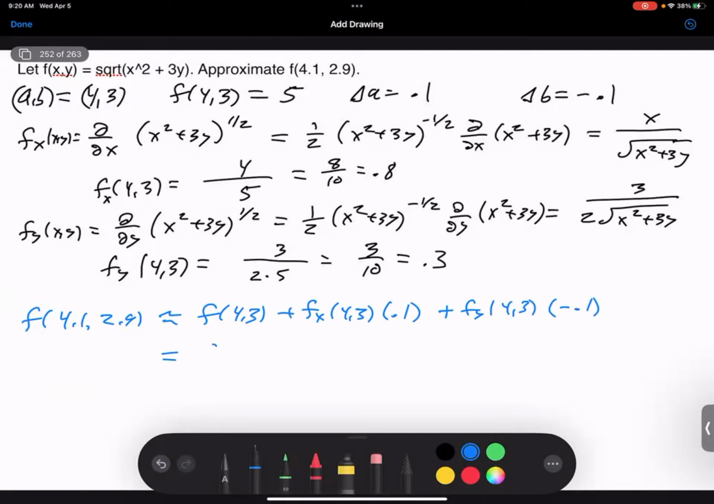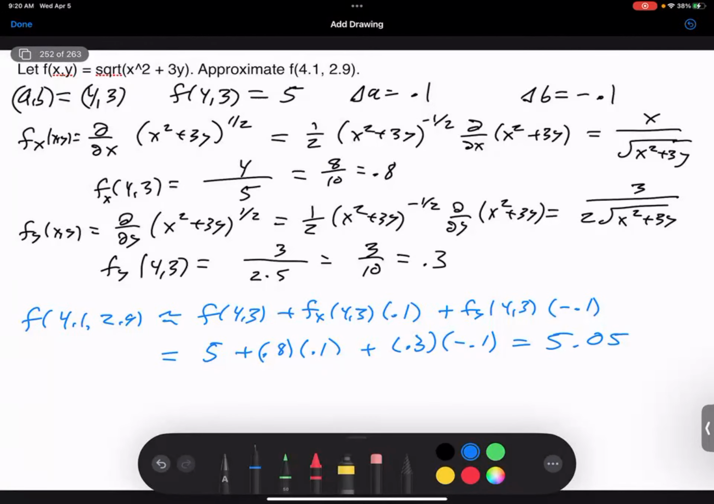So this would be 5 plus 0.8 times 0.1 plus, and now I would get 0.3 times negative 0.1. So 0.8 times 0.1 is 0.08. 0.3 times negative 0.1 is minus 0.03. So when I add them together, I get 0.05. So this would be 5.05 as my approximation.